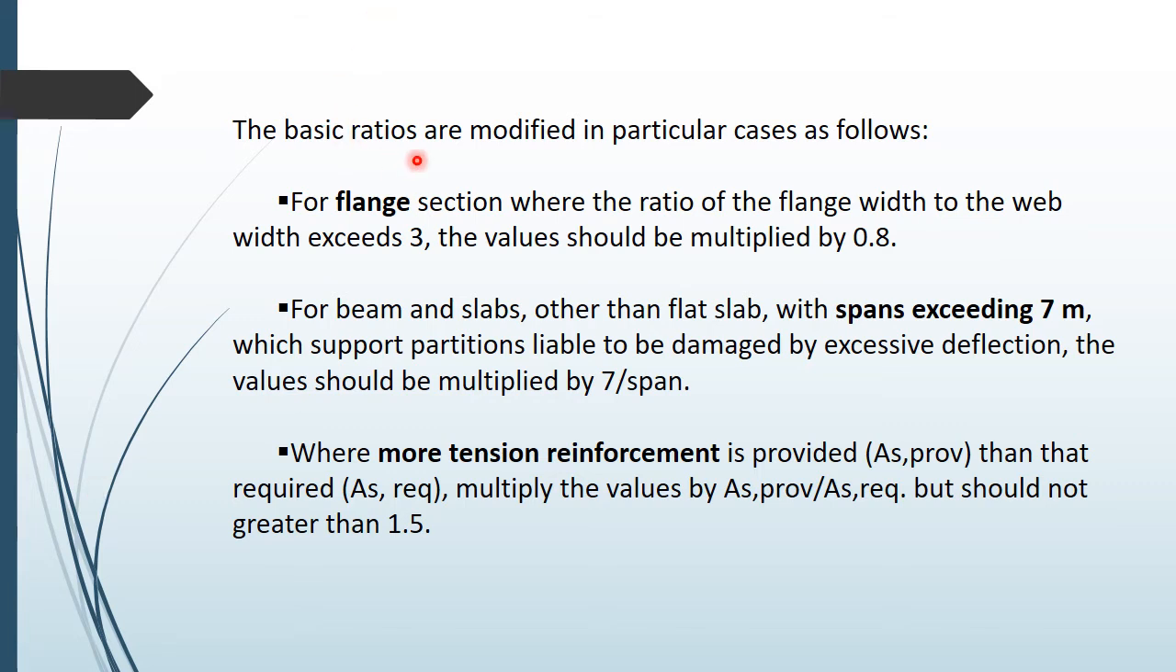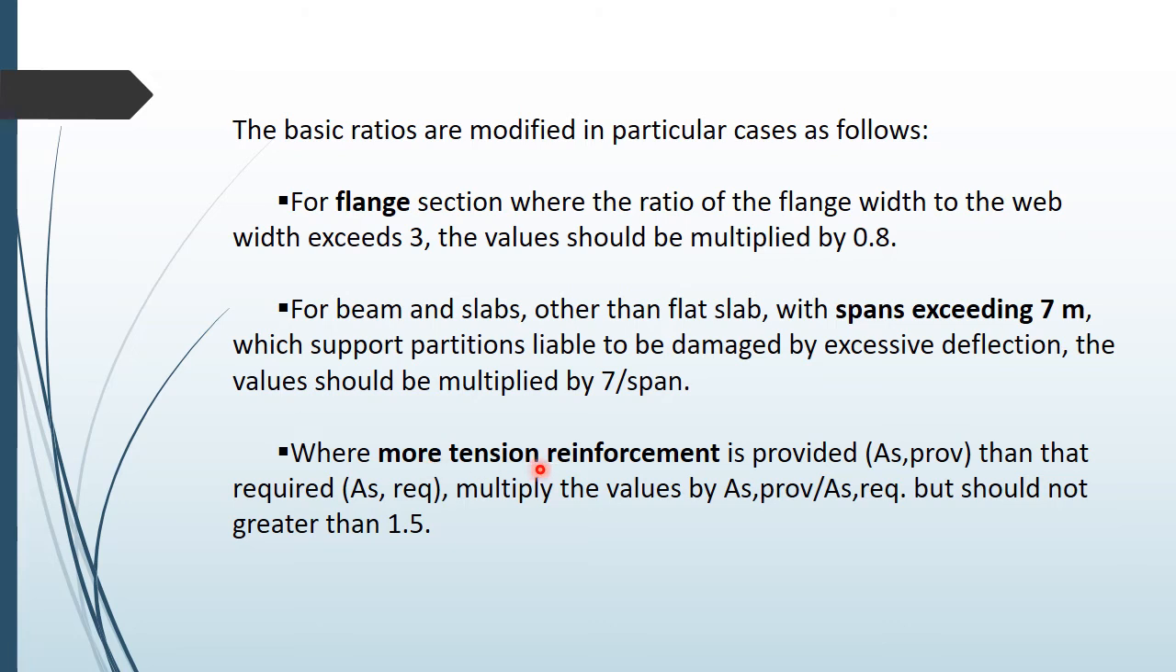The basic ratio is modified in particular cases as follows. For flange section, where the ratio of the flange width to the web width exceeds 3, the value should be multiplied by 0.8. For beam and slab, other than flat slab, exceeding 7 meter, we should multiply by 7 divided by span.